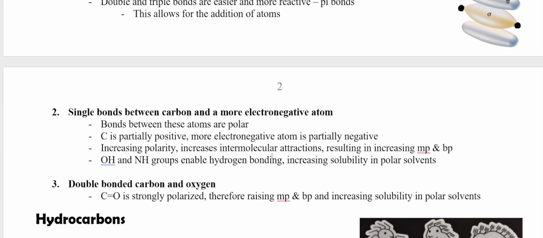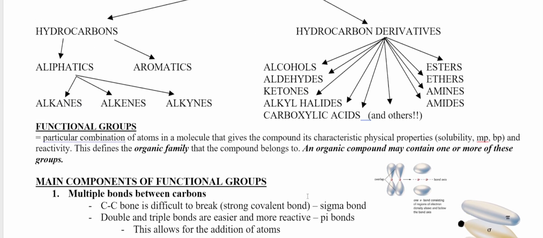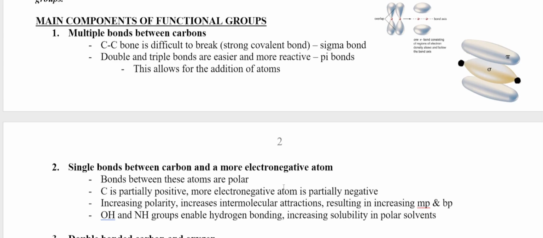Single bonds between carbon and a more electronegative atom. So bonds between these atoms are polar. Since C is partially positive, the more electronegative atom will be partially negative. Increasing polarity increases the intermolecular attractions. So your OH groups, your NH groups enable hydrogen bonding, increasing the solubility in polar solvents. And double bonded oxygen and carbon is strongly polarized and creates higher melting points, boiling points, and increased solubility in polar solvents. Okay, so that's a lot of information about the general ideas of organic chemistry and functional groups.